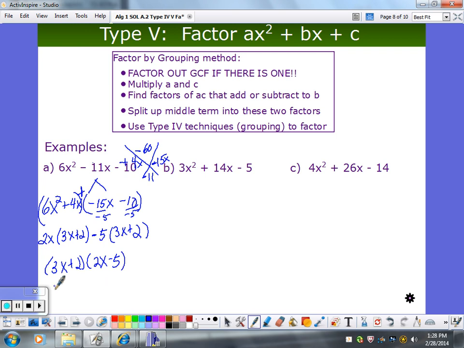We did it. Didn't have to guess and check. This one you have a lot of guessing to do. That could be a 1 and a 6. That could be a 2 and a 3. That could be a 1 and a 10. That could be a 2 and a 5. It'd be a lot of guessing. Yes?